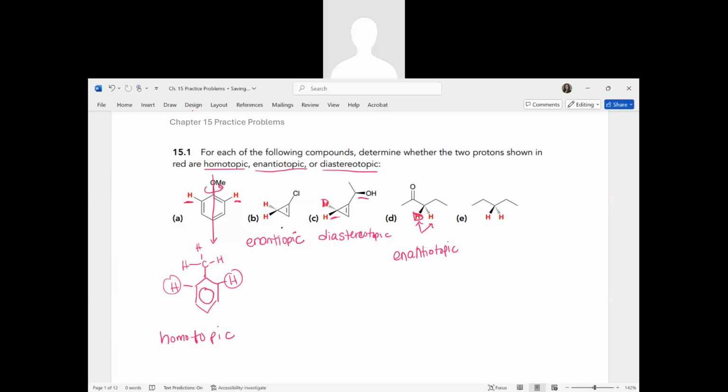And in compound E, we can find an axis of symmetry that we could rotate this molecule around, and when we close our eyes and open them, we wouldn't know that the protons are switched. Through that method or the replacement test, where we replace one with a deuterium here, either method would confirm that these are homotopic, completely equivalent hydrogens. So we know that E has homotopic protons.